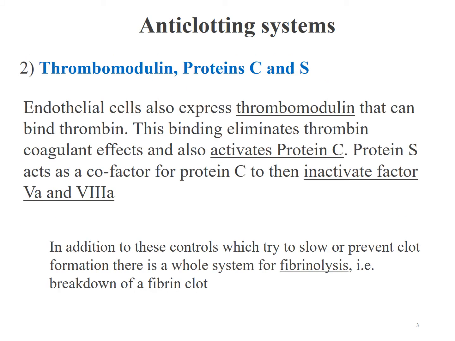The second anti-clotting system we have is comprised of three protein units, which are thrombomodulin, protein C, and protein S. The endothelial cells can express thrombomodulin, which will bind to thrombin with two effects. Number one, such binding inactivates thrombin, and therefore there will be no coagulation. Number two, thrombomodulin can also activate protein C.